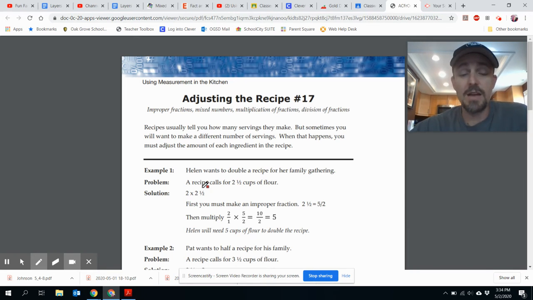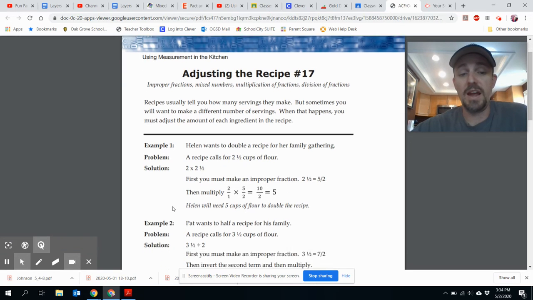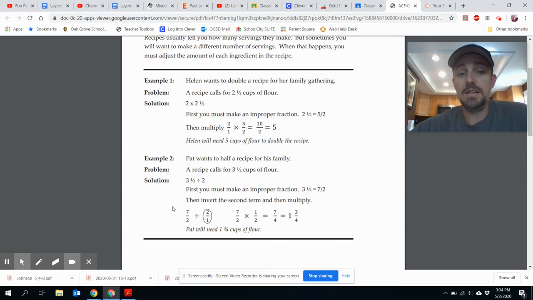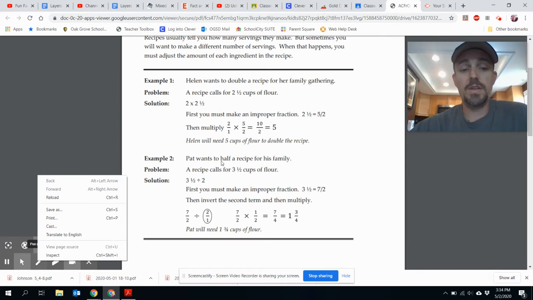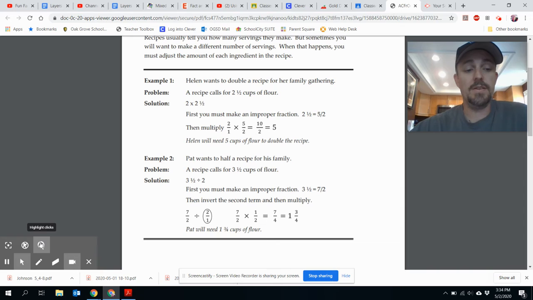I use it all the time when I'm cooking, right? So, one of the main things that I use math for is doubling a recipe or cutting a recipe in half, depending on whether I want to feed more people or fewer people, right? So, one of the things for you to look at here is this example. Okay, so example number one.